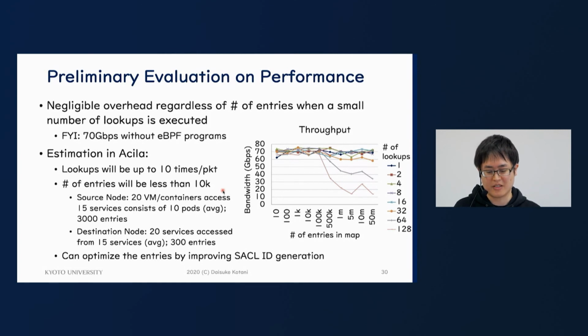If we look at the source node, there are 20 VMs or containers in the source node, which are being accessed by 15 services on average, each service consisting of 10 pods. In this situation, this will result in about 3,000 entries. If we look at the destination node, say that there are 20 services and they're being accessed by an average of maybe 15 services, that will result in 300 entries. So we can continue to optimize on how to create entries by improving SACL ID generation methods.